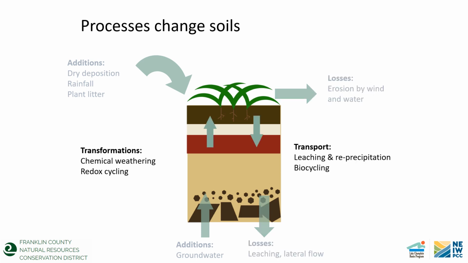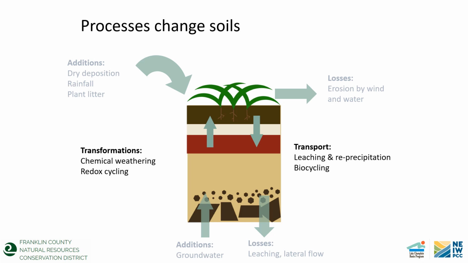There are also processes of both transformation and transport that take place within the soil. Transformation processes include chemical weathering, which we'll look at in a second, as well as redox cycling, which can happen because of wet-dry cycles. Transport also happens within a soil profile. Very broadly, any chemical compound that can be dissolved in water can be transported downwards and then reprecipitate as a solid mineral lower down in the subsoil. We're going to talk about transport in greater depth soon.